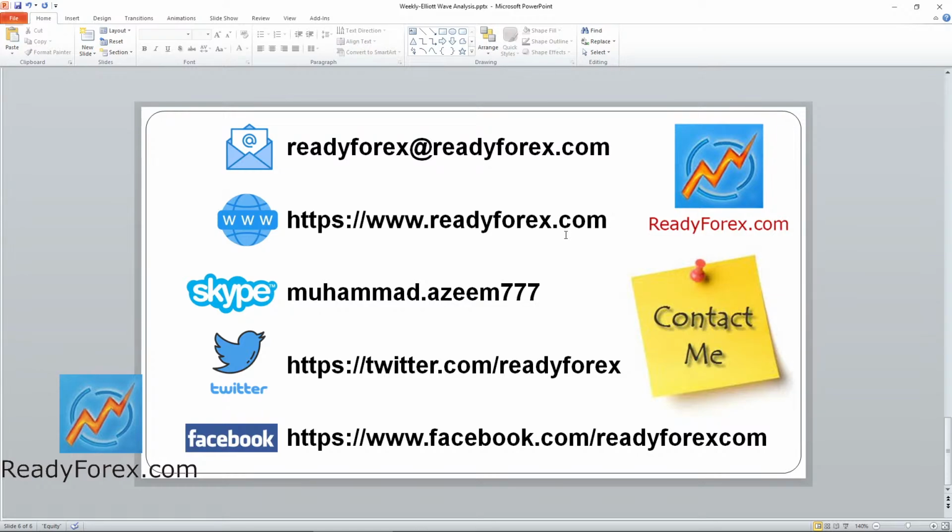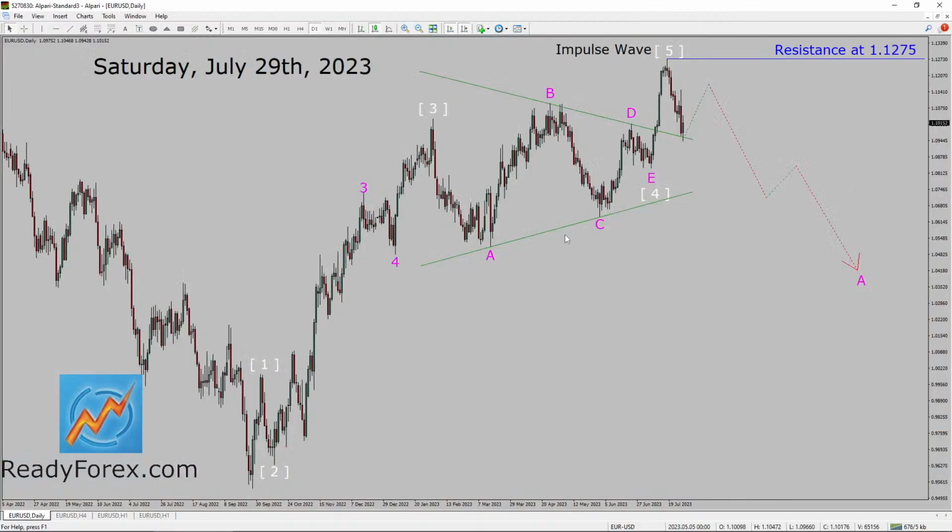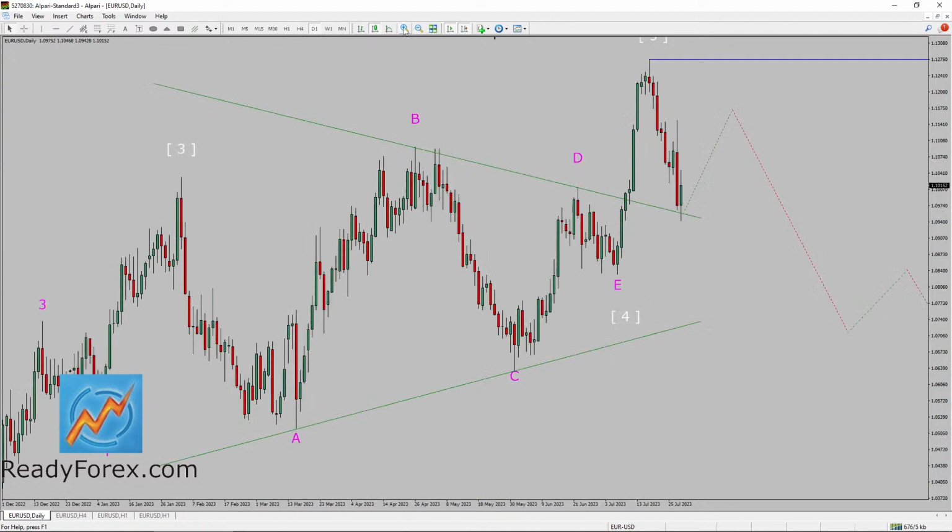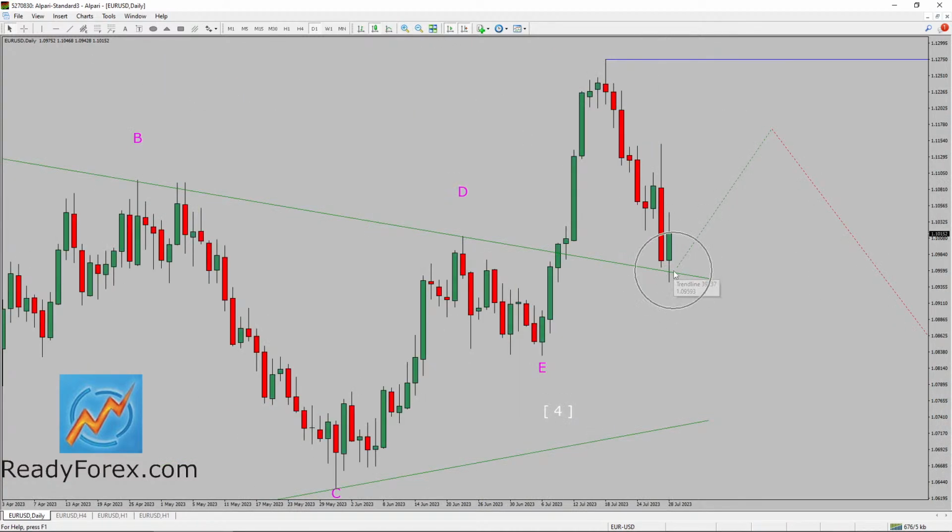Okay, let me take a look at some charts and see what's going on. I'm going to get started with the euro dollar currency pair. Euro USD currency pair, daily time frame, and right now I would like to talk about this triangle pattern. This was a bullish running triangle Elliott Wave pattern, and if I zoom in a little bit, you can see that the price action is currently testing the broken trend line right over here.